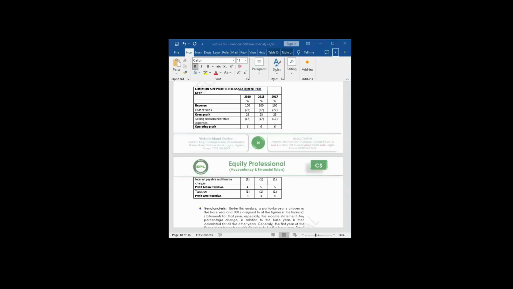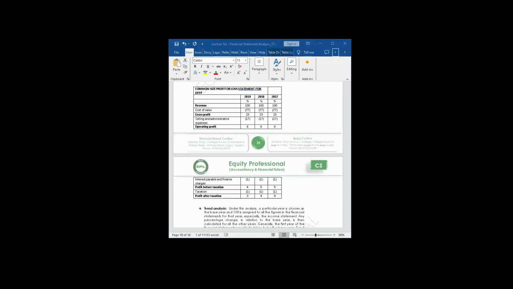Now how can we make sense out of this common size statement? Just like what I was saying, you can see the interpretation is that for every 100 naira revenue made, 77 naira goes to what? Goes to cost of sales.